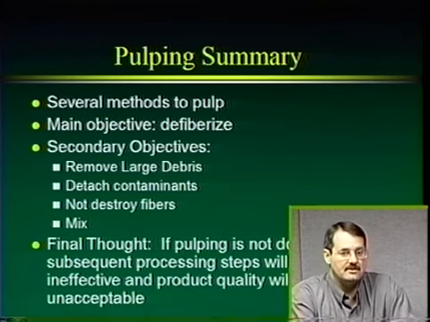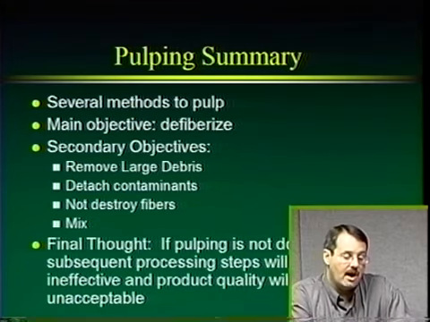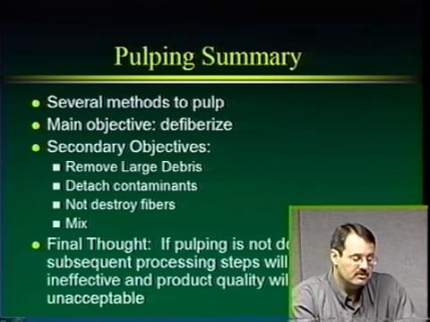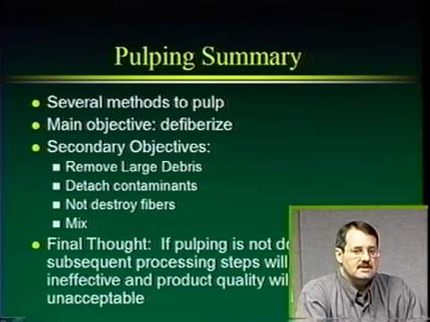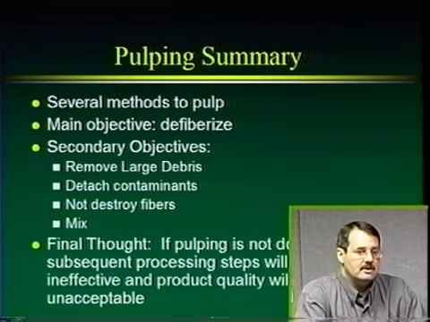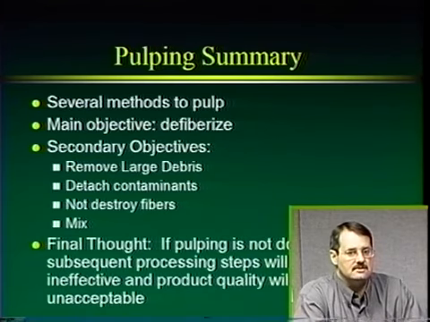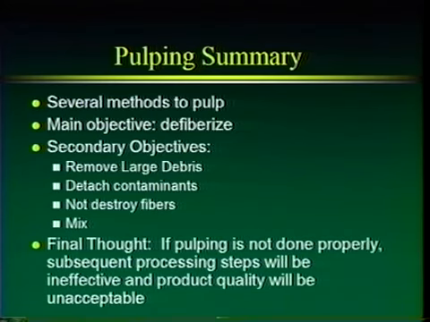The main objective of pulping is to defiberize. Everyone knows that. However, secondary objectives are very important also. We've got to remove large debris. We've got to detach contaminants if necessary, like in de-inking, or even in OCC, detaching tapes and plastics and adhesives. We do not want to destroy the fibers, obviously. And in some cases, we want to mix water, chemicals, and fibers.